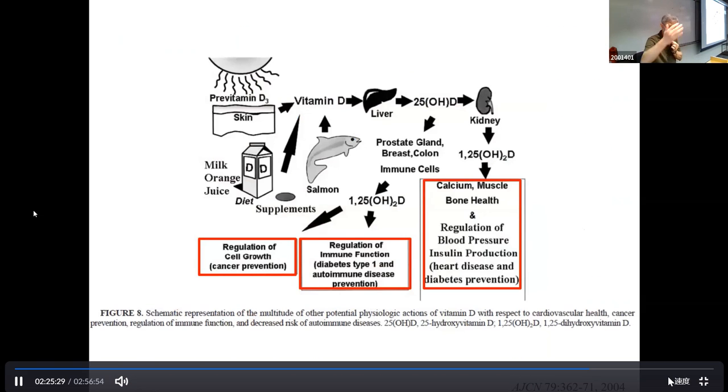Now, of course, vitamin D has various functions, not only for the bone, but a variety of biological effects, including immune functions and cell growth, etc., that we don't have time to go into.